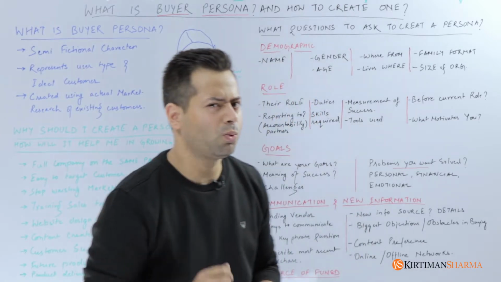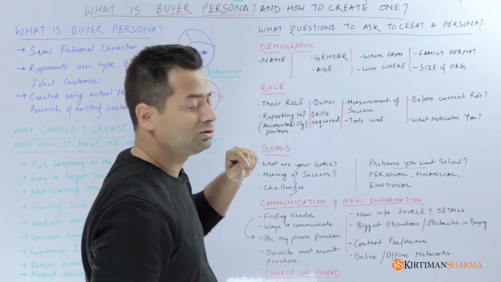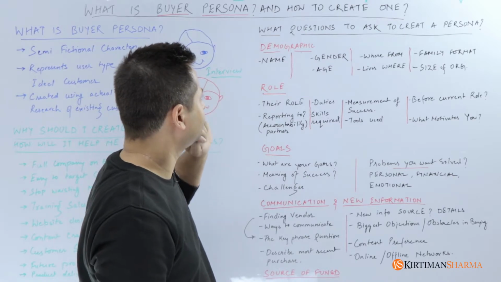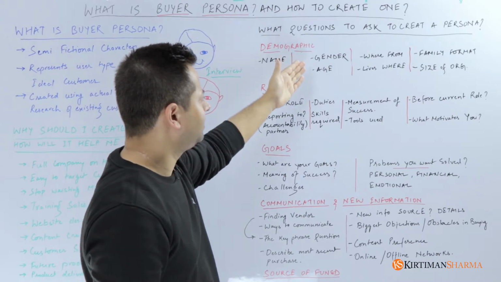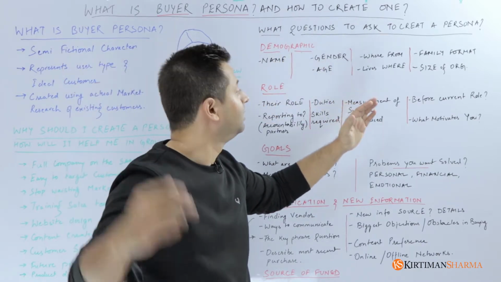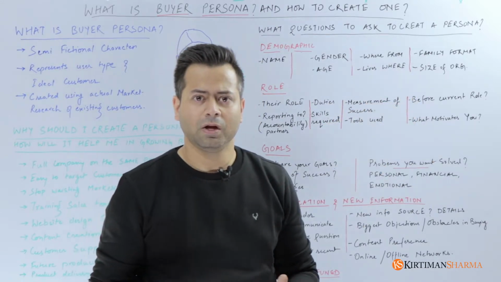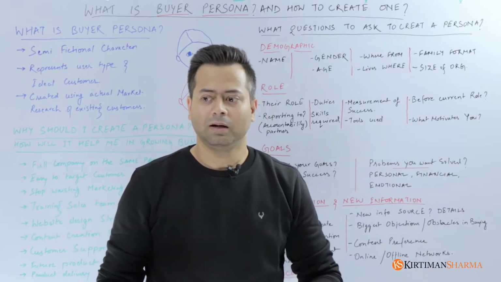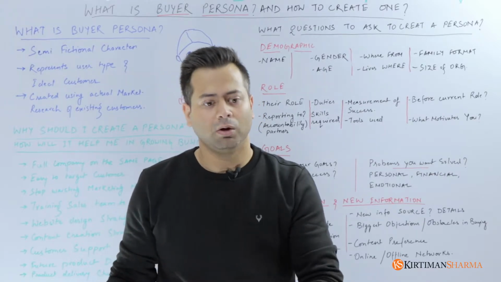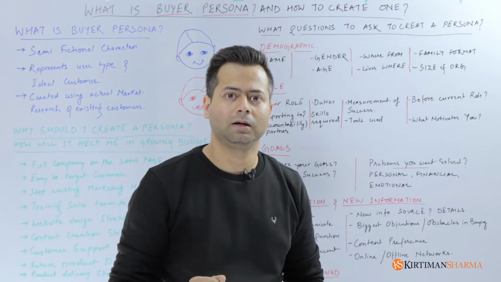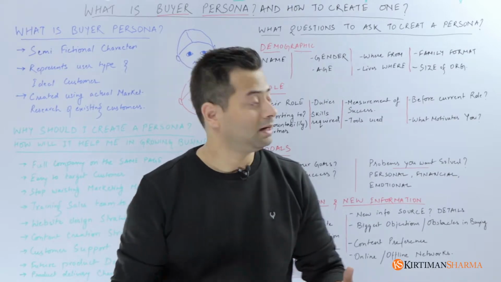Let's get down to what are the questions you can ask while making a persona. So here are the questions which you can ask to create a persona. First types of questions are demographics. What are demographics? Demographics are like name, gender, age, where are they from, and where are they living right now? What is the family format? Like, are they living in a joint family, or are they living alone? Are they living in a PG, like a paying guest, or in a hostel, or in a co-living space, or in a flat and living alone? Are they living with their partner? Are they married? Things like that.